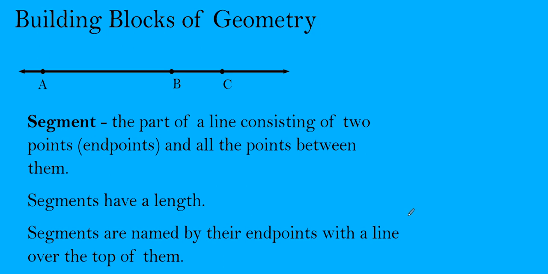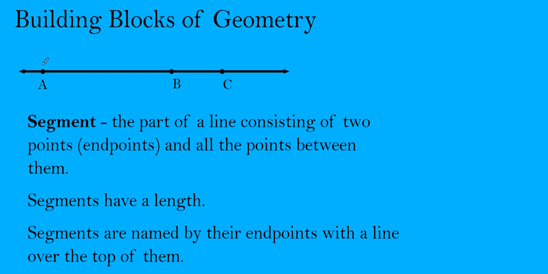When we talked about naming a line, we used 2 letters, and we had a line with arrows over the top of them. Well, when we're talking about naming a segment, a part of a line, we're only going to put a line with no arrows. So when we're looking at this same line that we were looking at in the previous lecture, with the 3 named points A, B, and C, there are 3 different segments we can name from this.